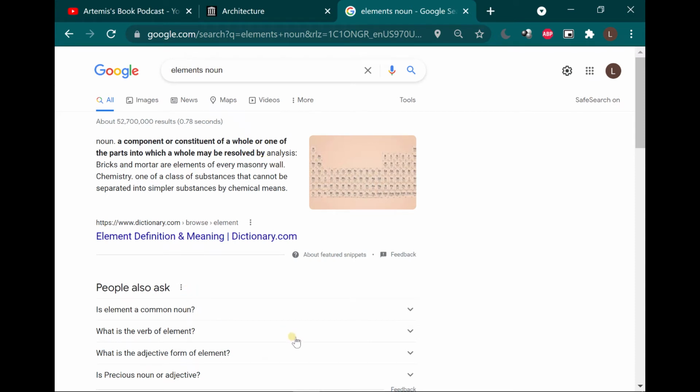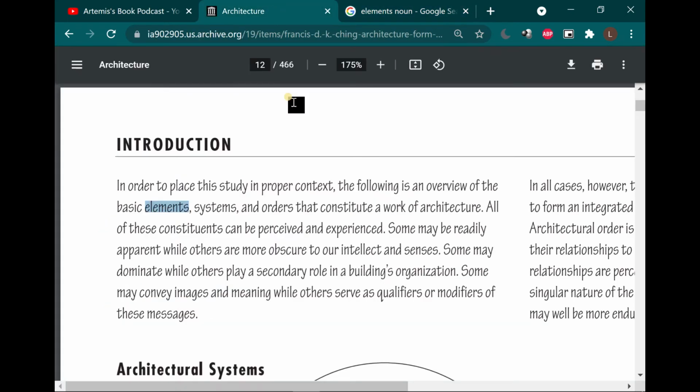So let's see if we can have something that breaks it down even further. Bricks and mortar are elements of every masonry wall. So basically you have a wall, and that wall is made up of bricks. And so those bricks are called elements of the wall. Each brick is a different element.